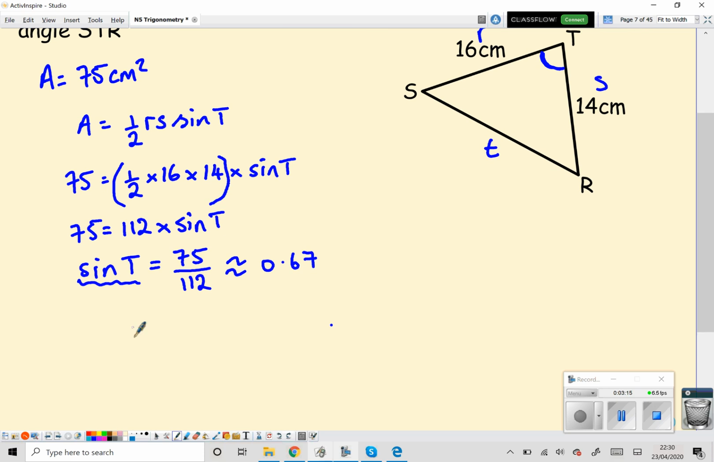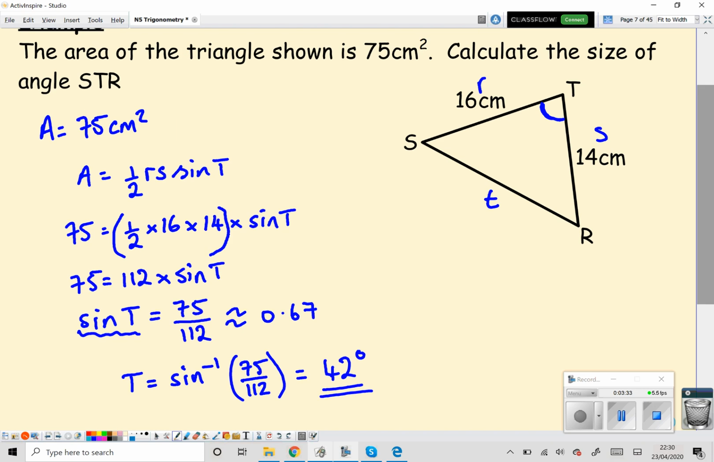So in order to convert that back to an angle, we must take the inverse sine of 75 over 112. And that gives you an answer of 42 degrees. Happy days.